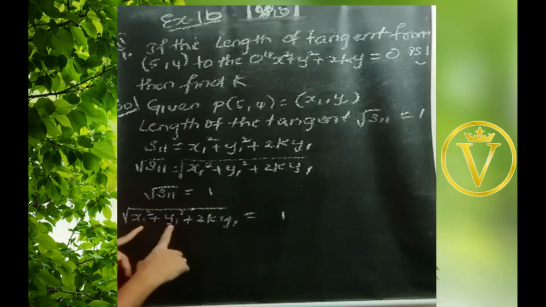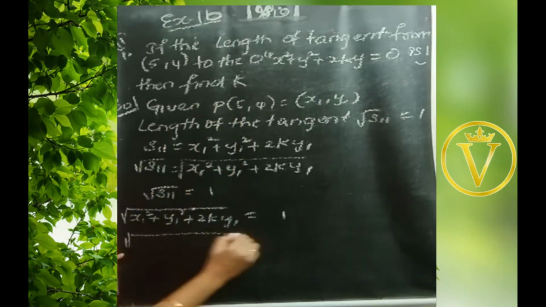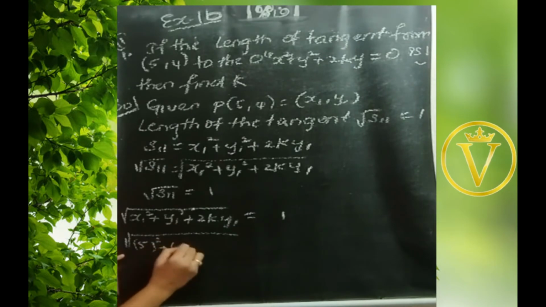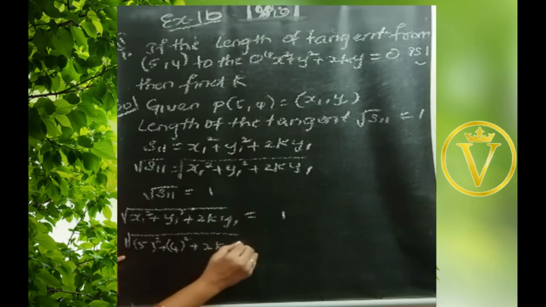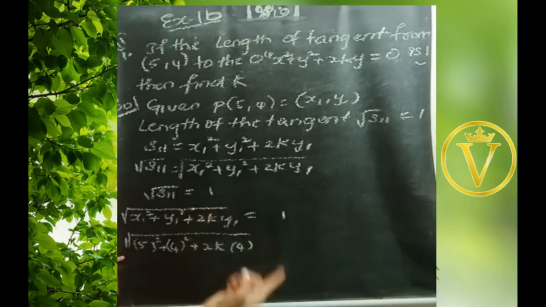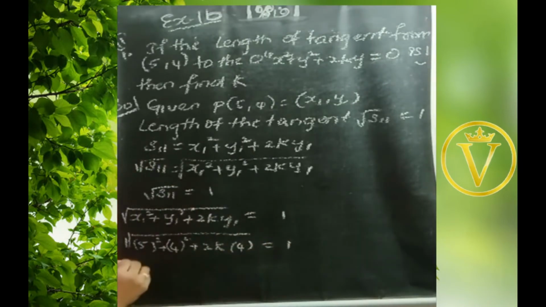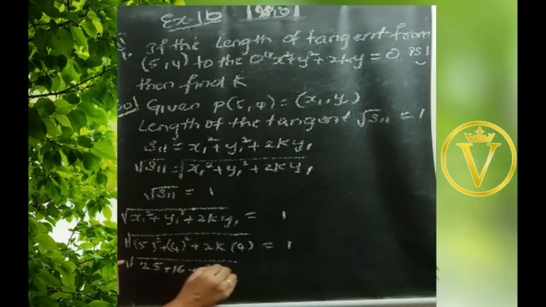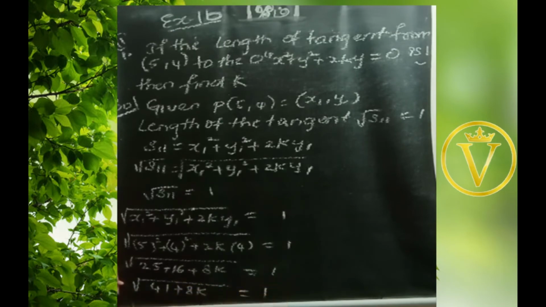Now we have to substitute x1, y1, that is 5, 4. So 5 whole square plus 4 whole square plus 2k of y1, here 4. Don't get confused: here y also becomes y1 when it is in the expression S11. That equals 25 plus 16 plus 8k equals 1. Now that equals 41 plus 8k equals 1.